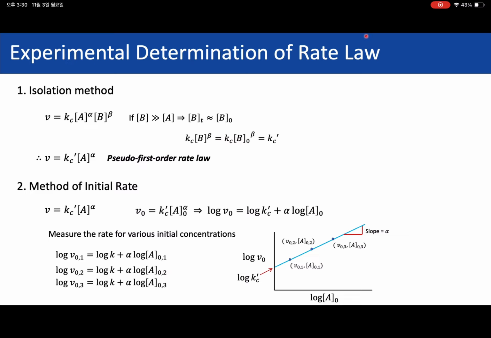So using this isolation method, we can reduce this rate law into a single variable equation, and then by using the method of initial rate, by measuring the rate of reaction at various initial concentrations of A and plotting it in the space of the molar concentration and the rate of reaction in a log scale, we can estimate the slope, which is the order of reaction, and the intercept with the y-axis, which can give us information about the rate constant.